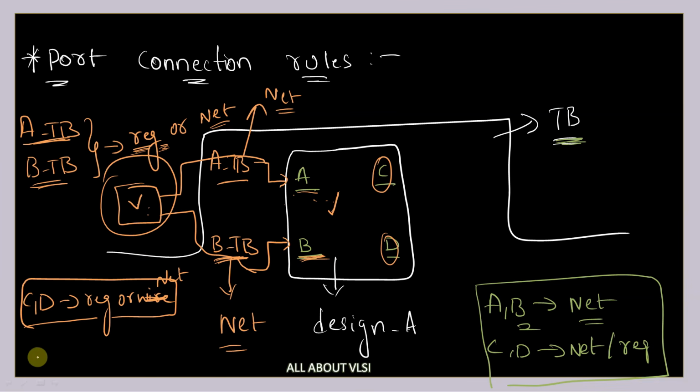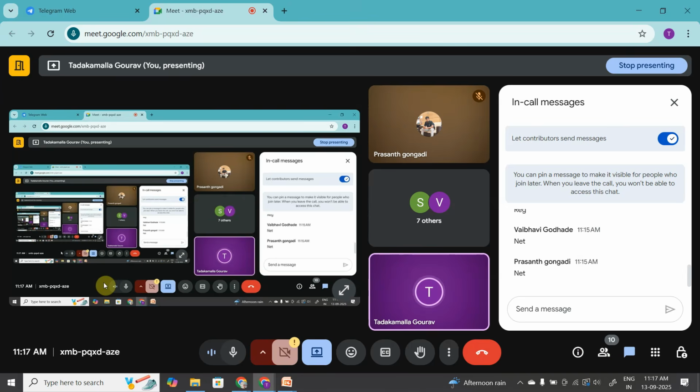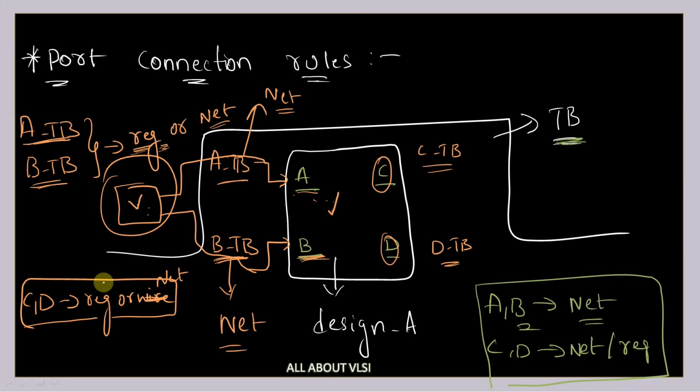Now, coming to collecting these values, I'm going to declare two variables, C underscore TB and D underscore TB, which I'm going to use for collecting these values. What should be the data type of C underscore TB and D underscore TB is my question. Anyone want to guess? What should be the data type of C underscore TB and D underscore TB?